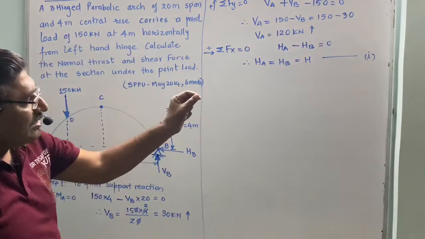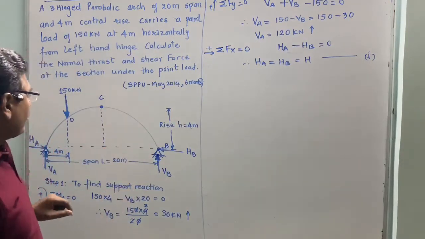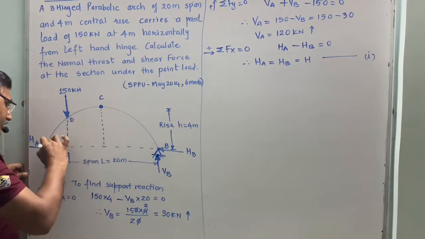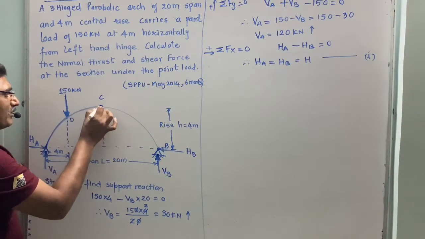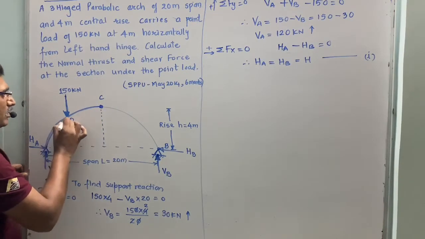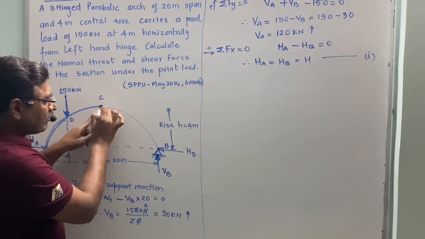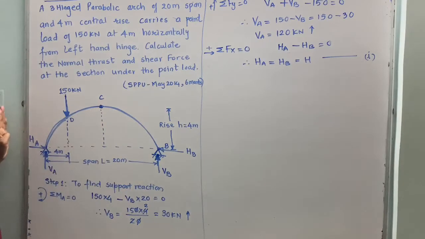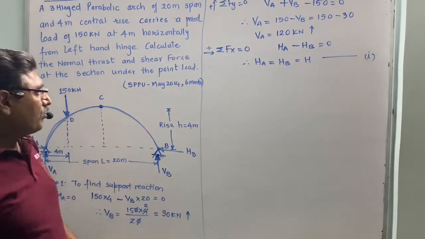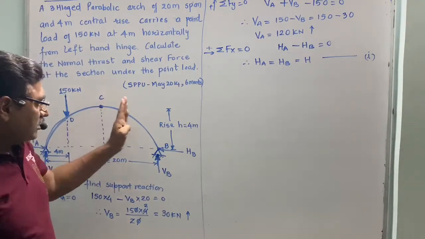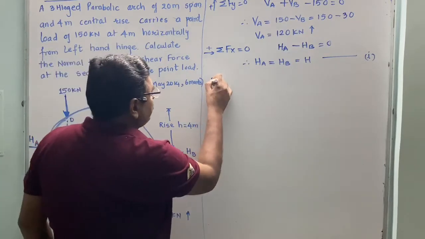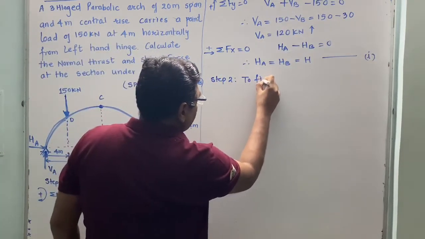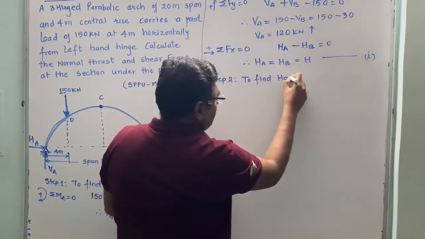Now to find this horizontal thrust, what will we consider? We have this hinge, so we can consider either the equilibrium of the left half portion or the equilibrium of the right half portion. We have the freedom to consider either the left or right side of that particular arch. Now step number 2, to find the horizontal thrust.